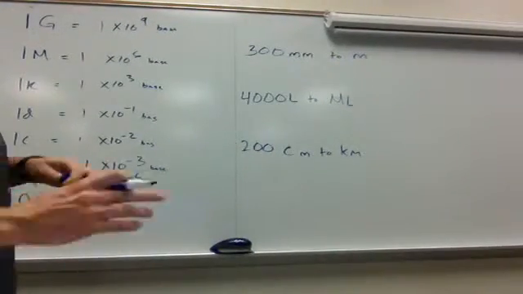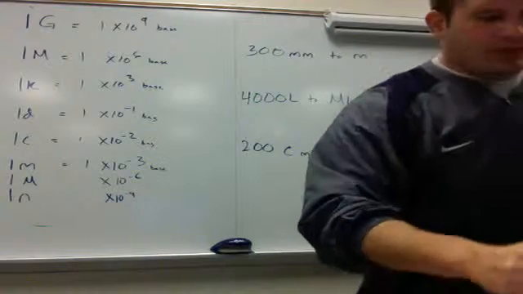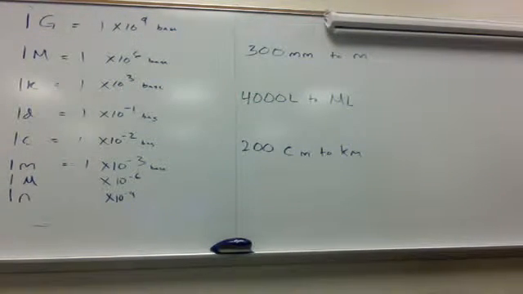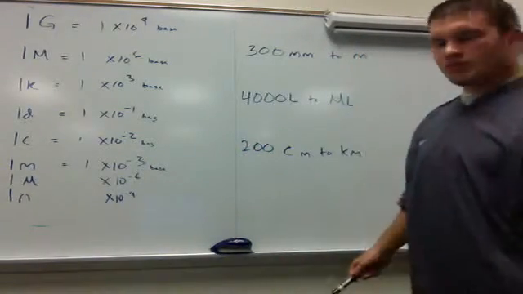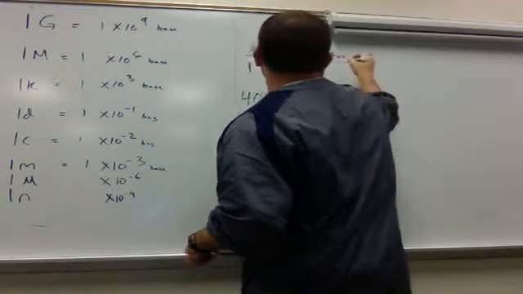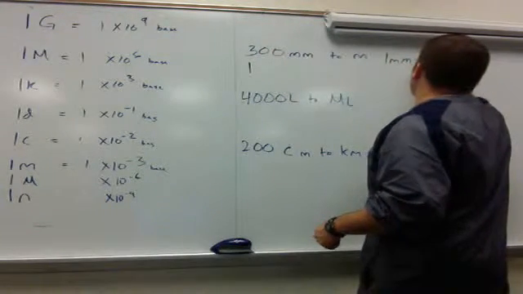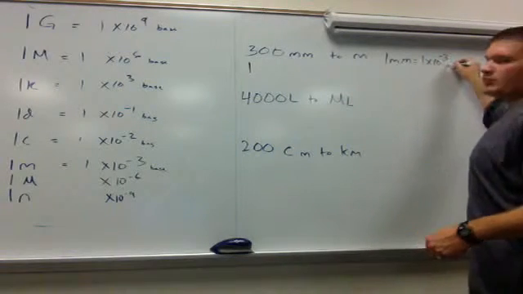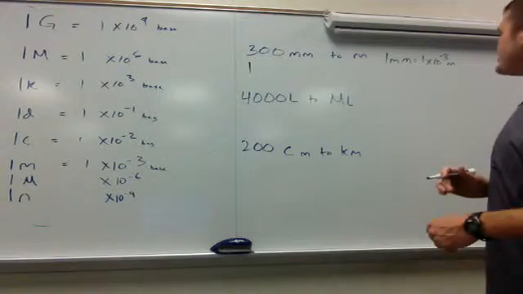So I've got 300 millimeters to meters. If I look at my table, milli is right here. 1 meter equals 1 times 10 to the negative 3rd millimeters. So 1 millimeter equals 1 times 10 to the negative 3rd meters. Okay? 1 millimeter equals 1 times 10 to the negative 3rd meters. I hope you guys can all see that.